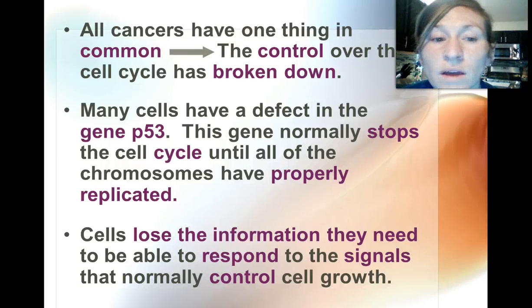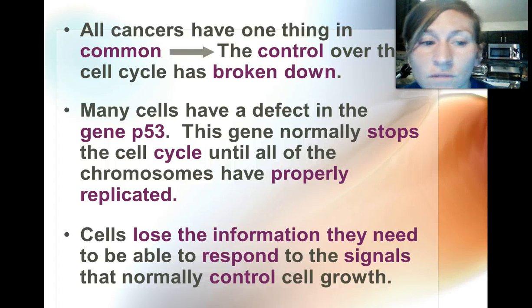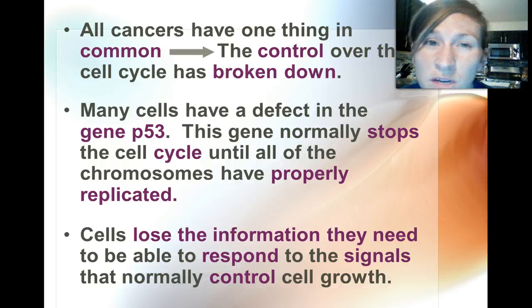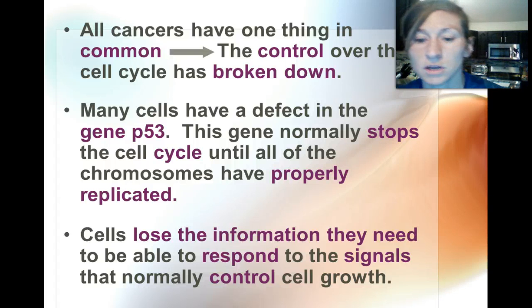So all cancers have one thing in common. The problem is the control over the cell cycle has broken down. What researchers have found is that many cells have a defect in the gene P53. This gene normally stops the cell cycle until all of the chromosomes have properly replicated. Cells lose the information they need to be able to respond to the signals that normally control cell growth when there is a defect in this gene.